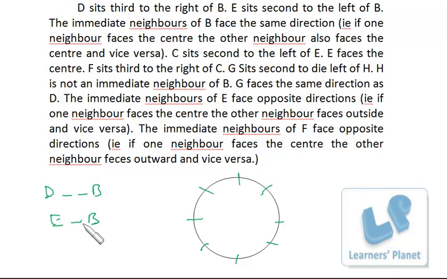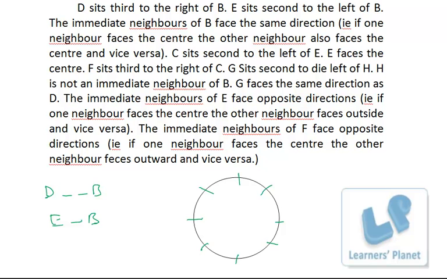The neighbors of B, suppose B is sitting over here. You should be able to understand this thing. Then the person sitting over here and the person sitting over here, both of them will have the same direction. That means either both of them will face the center or both of them will face outwards. It is not given that both of them are facing the center. What is given is that both of them, the neighbors of B, have the same direction. Okay, maybe inside, maybe outside.